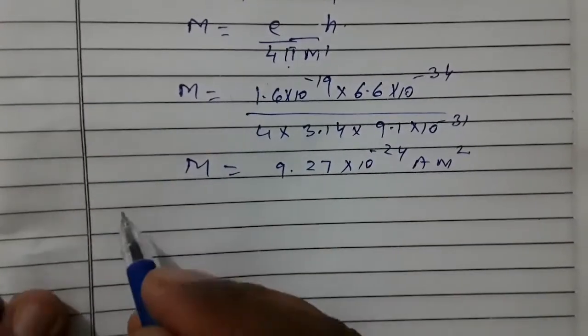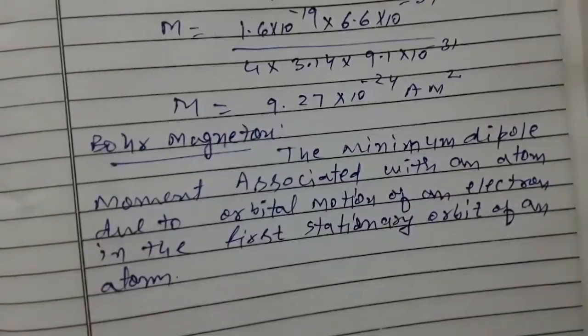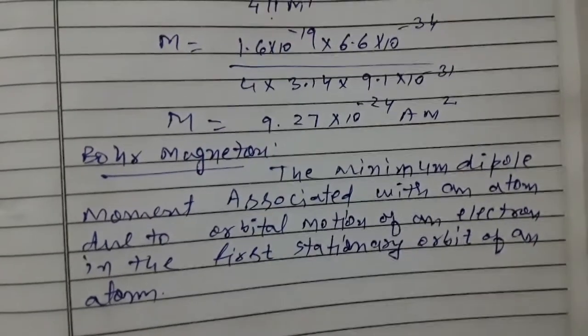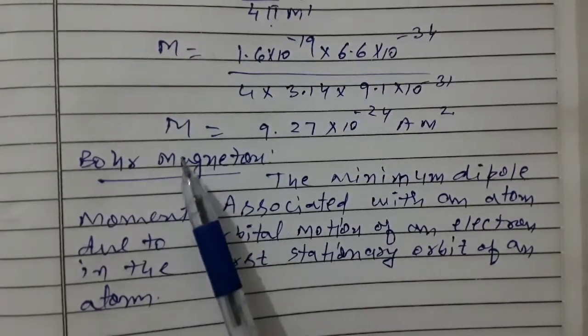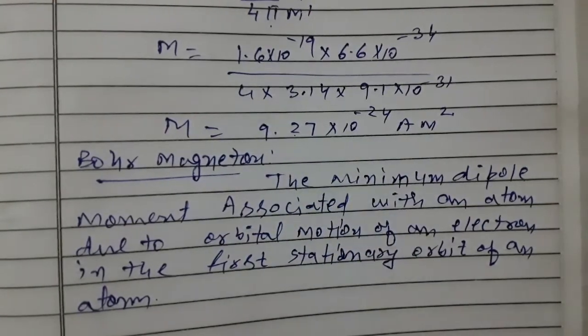Now from here we can define the Bohr magneton. It is the minimum dipole moment associated with an atom due to the orbital motion of an electron in the first stationary orbit of an atom, and the value of the Bohr magneton M is equal to 9.27 into 10 power minus 24 ampere meter cube.